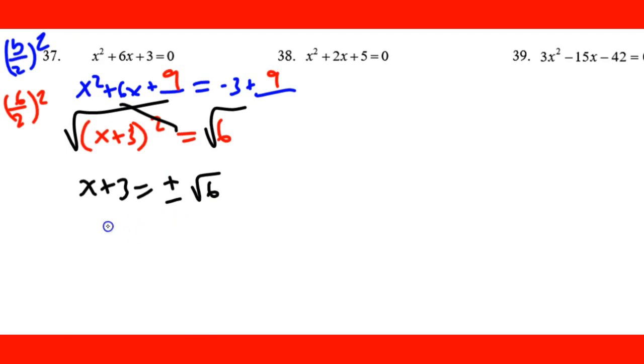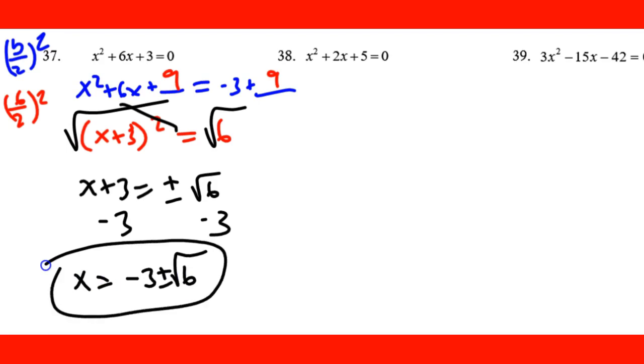Now we're going to subtract 3 on both sides. So x equals -3 plus or minus square root of 6. Okay, there you go right there. Both answers.